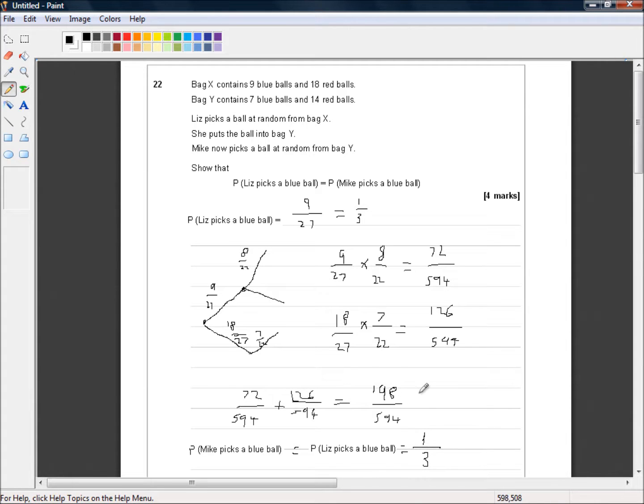In fact, I will prove that this is 1 in 3 if I divide this by 198. That becomes a 1. 594 over 198 is 3, which we just showed with the calculator.